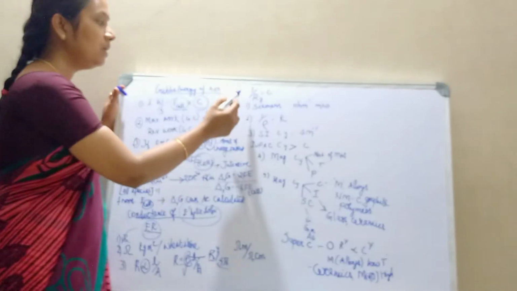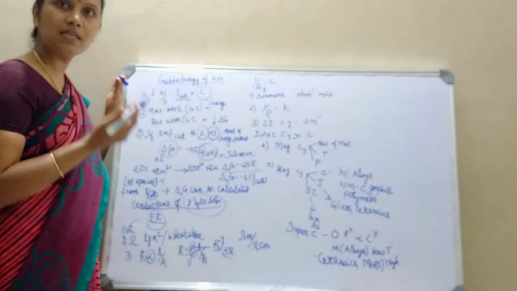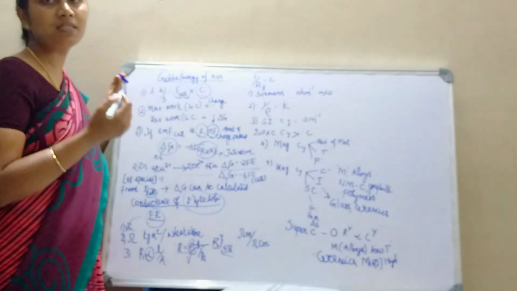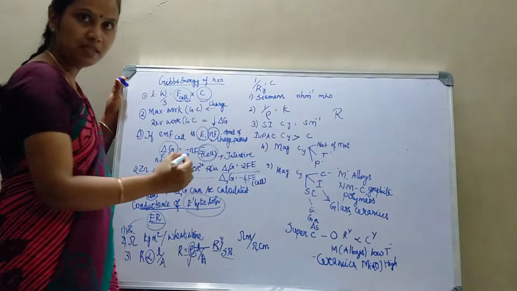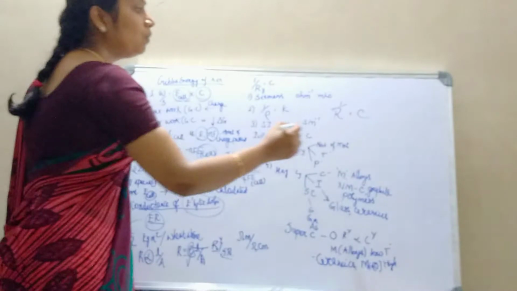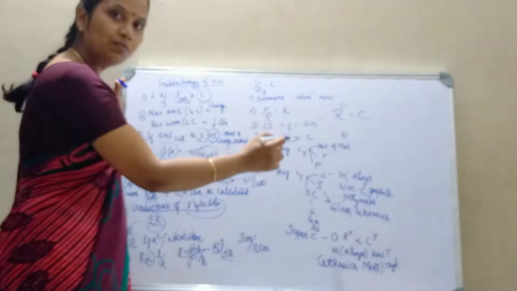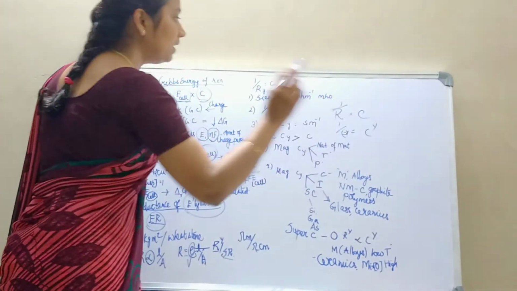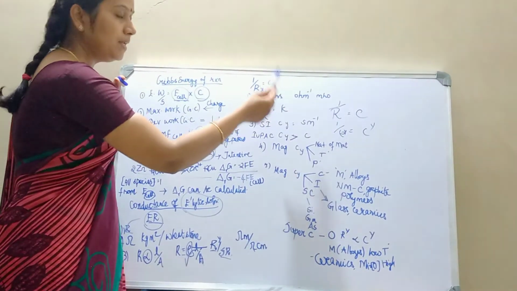Now, what is the inverse of resistance? Inverse of resistance is nothing but conductance. What is the inverse of resistivity? Inverse of resistivity is nothing but conductivity. So R is resistance, and the inverse of R is conductance. Rho is resistivity, and 1 by rho is conductivity. So, inverse of resistivity is conductivity.